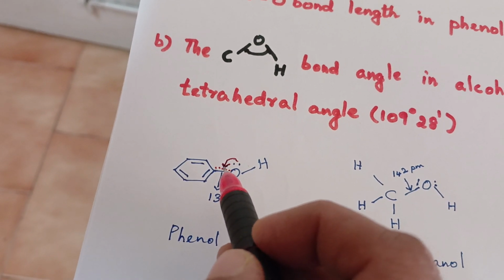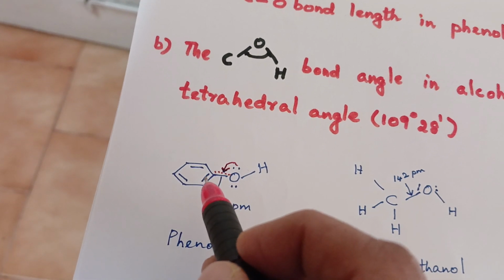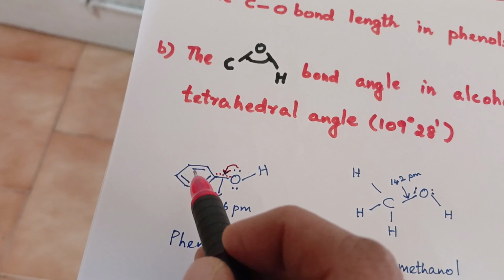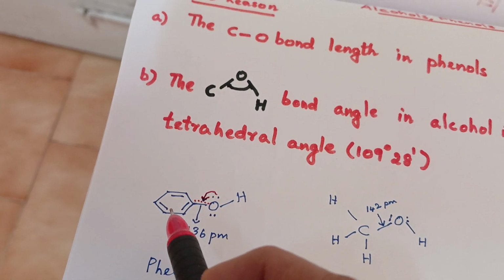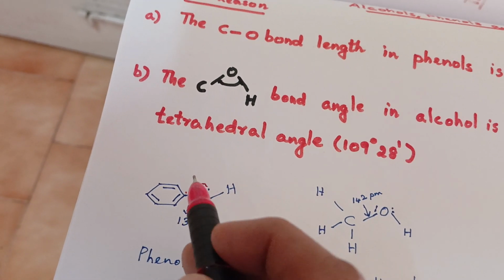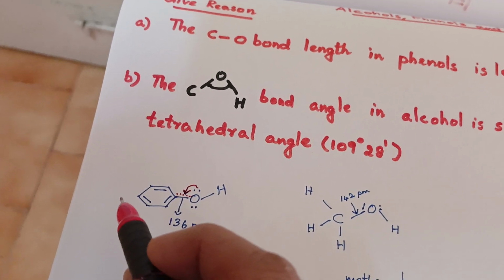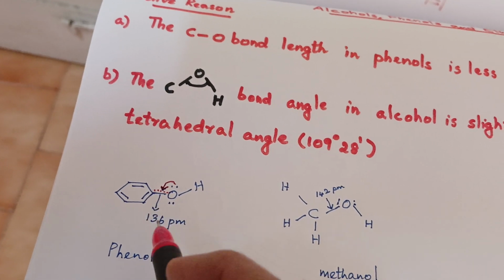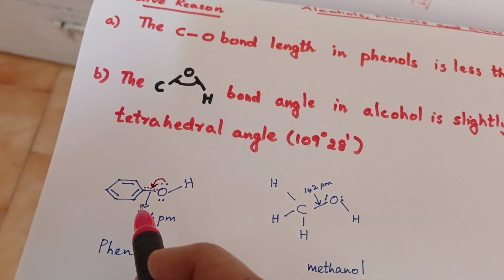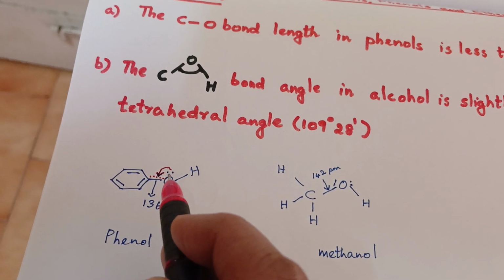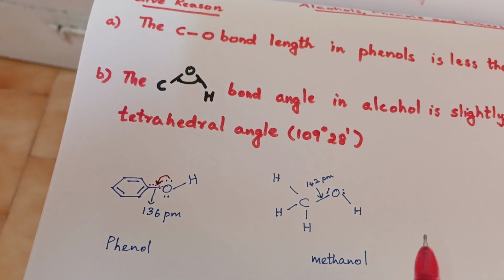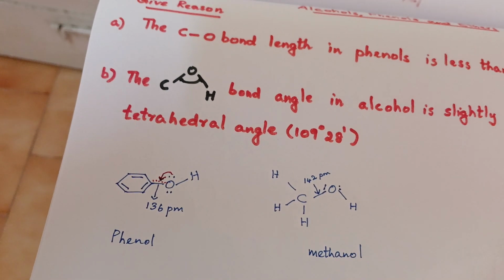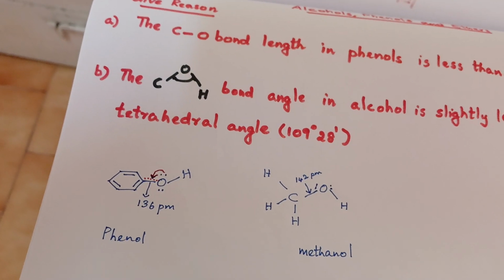Now why are these electrons coming in here? It is because of the presence of these double bonds on the benzene ring. That is the conjugation of lone pair of oxygen with the aromatic benzene ring. So what happens if it gets a double bond character? A double bond is stronger but shorter than a single bond.